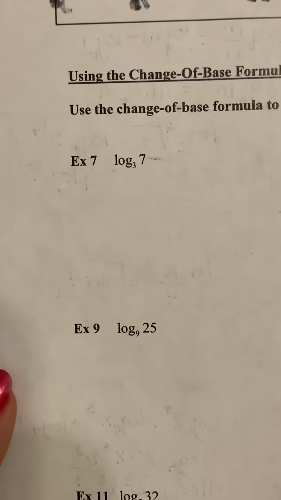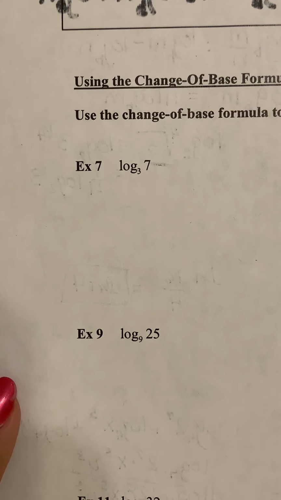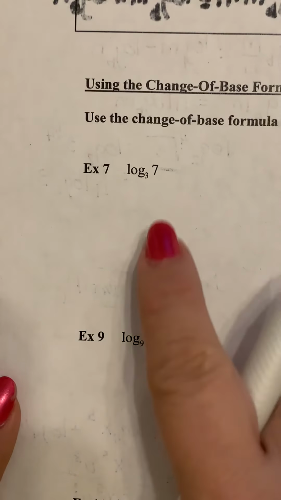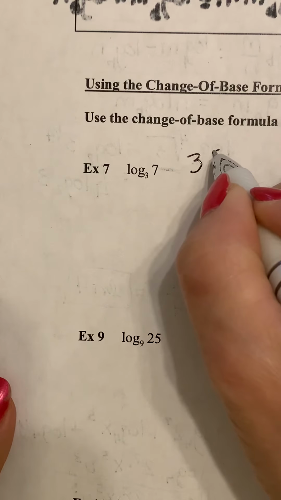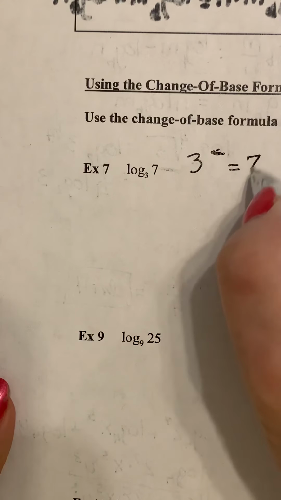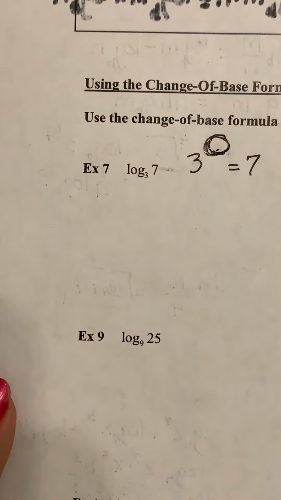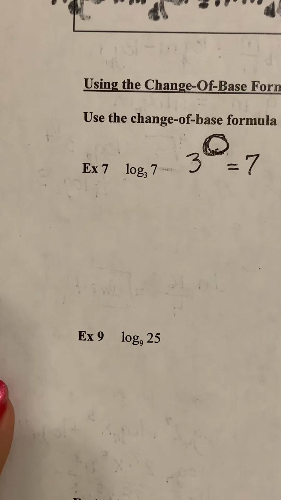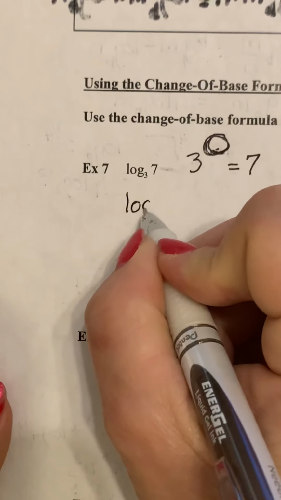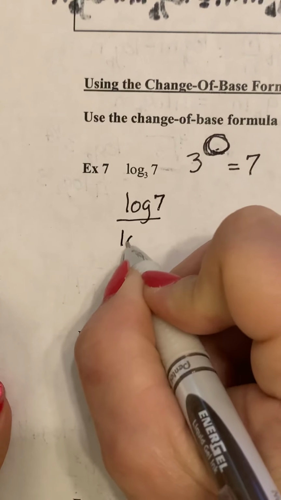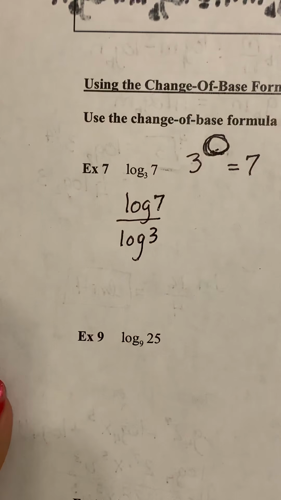So let's go with the first problem that we have here. I want to find out, basically what I'm saying is 3 raised to what power is 7? So this is the value I'm trying to find. Now it's a little bit difficult. That doesn't come out nicely. So what we would have to do is use a change of base formula. We're going to rewrite this as log of 7 divided by log of 3. Now when you go to do this on your calculator, you need to make sure that you use the parentheses correctly.